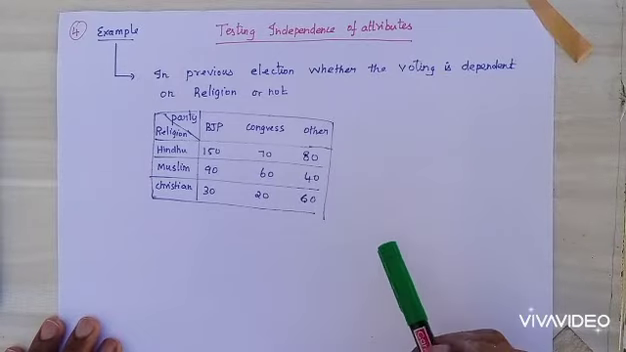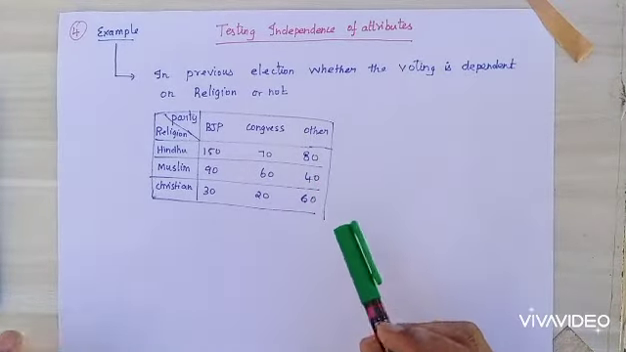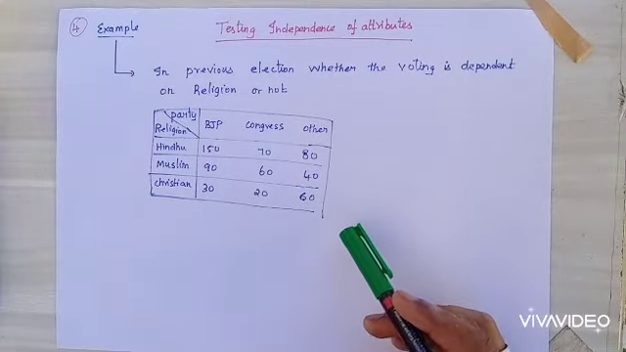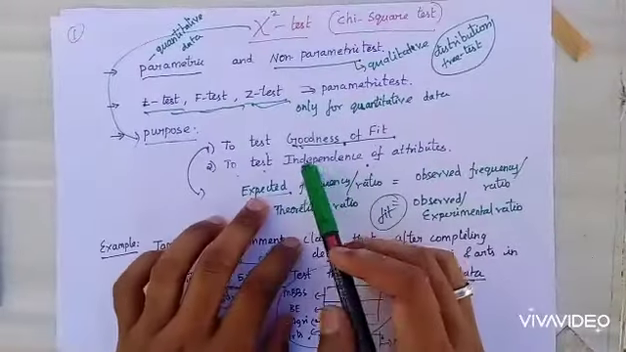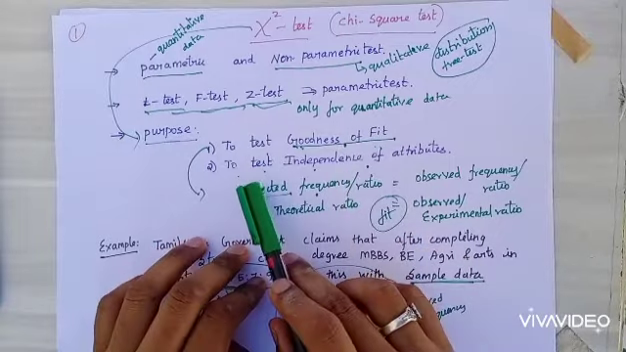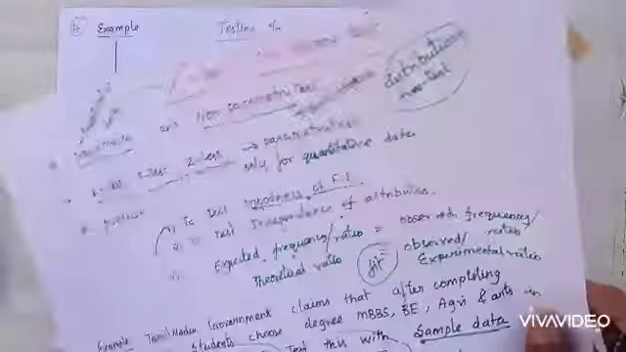Next topic is we are going to see testing independence of attributes. Before we saw that the chi-square test we can use for two purposes. One is to test the goodness of fit, and the other is to test the independence of attributes. So we are going to see the second purpose.